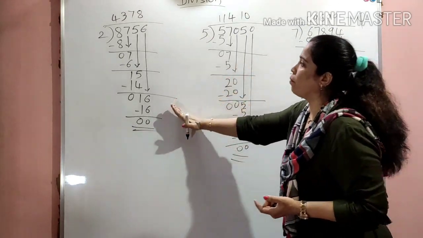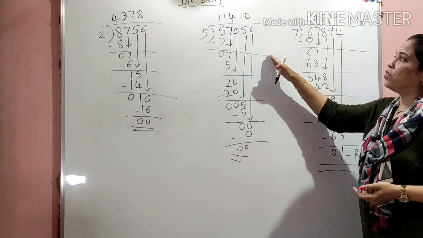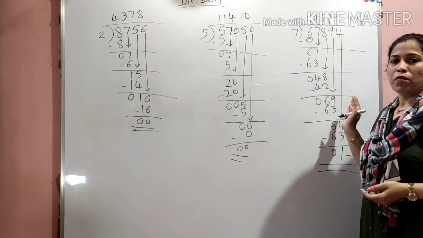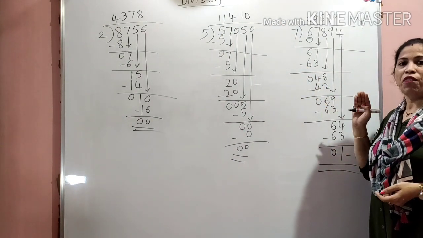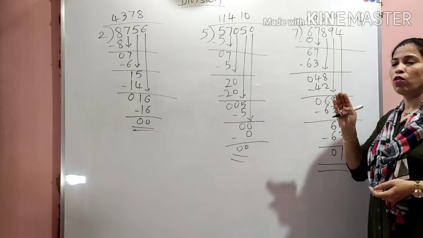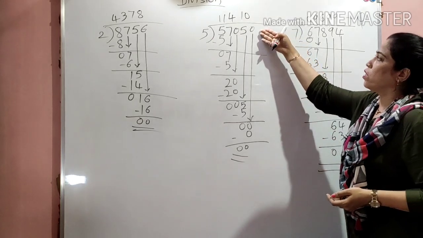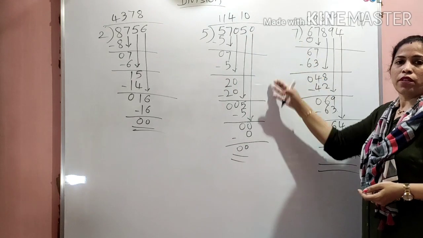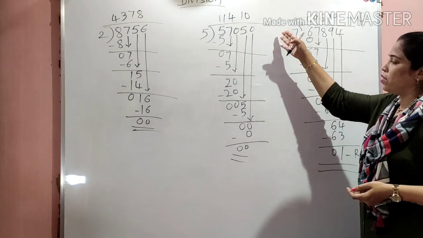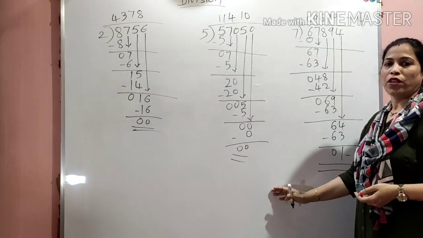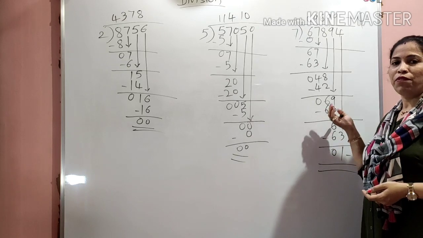Okay children, I hope you are clear with double digit divided by single digit, triple digit divided by single digit, 4 digit divided by single digit, then again 5 digit divided by single digit. I hope you are clear with the concept of division. Okay, the same method goes for each and every digit. Suppose there is a 6 digit number, you have to do the same method. If there is a 7 digit number, same method you have to do. Okay children, I hope you are clear with the method of division.